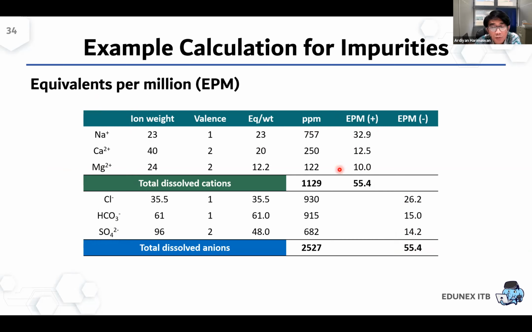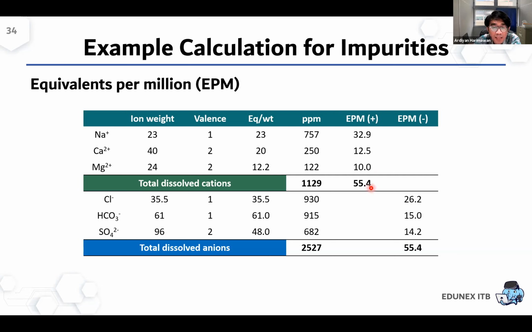So basically the calculation of EPM is to normalize each concentration of the ions into a similar baseline. Kira-kira gitu. Jadi kenapa perlu diekivalenkan, pakai ekivalen, karena itu menghitung konsentrasi dalam basis yang sama, kira-kira begitu.